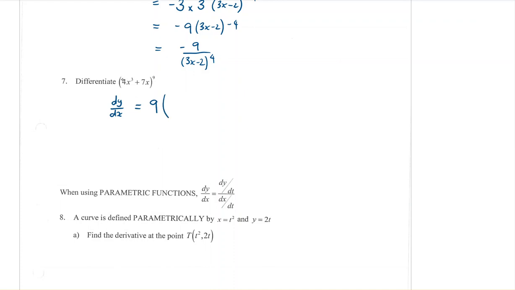The 3 times is with the 4 to make 12x squared. And from the 7x, I would get a plus 7 for the derivative. Then we write the bracket down, the original function, and subtract 1 from the power, which will become a power of 8.